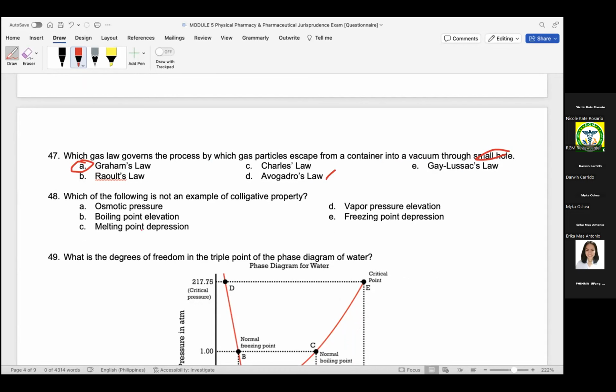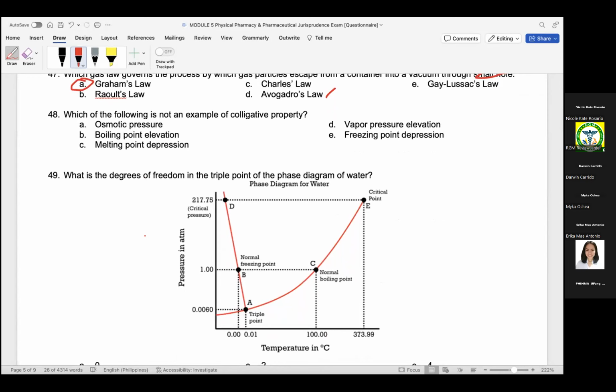Number 48, which of the following is not an example of colligative property? Colligative properties depend on the number of particles. Osmotic pressure is one of the examples of colligative property. Boiling point elevation is also true. Melting point depression or freezing point depression are the same, just different in direction. So letter D, vapor pressure. Why? Instead of elevation, it should be depression. Vapor pressure lowering. Vapor pressure is not elevated when there are dissolved particles in it.